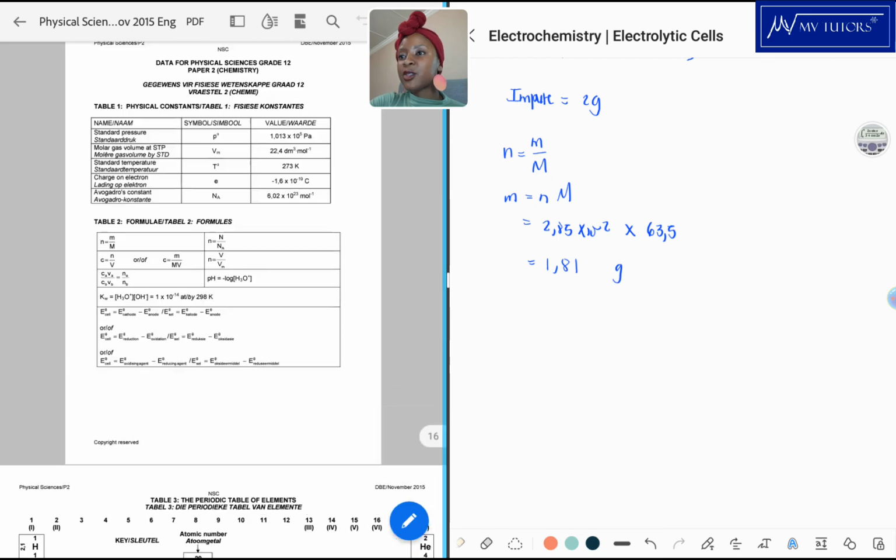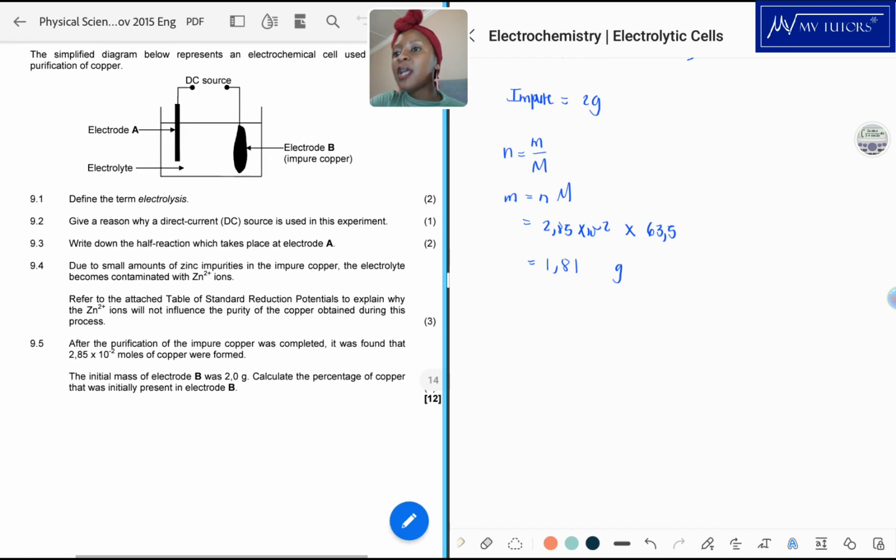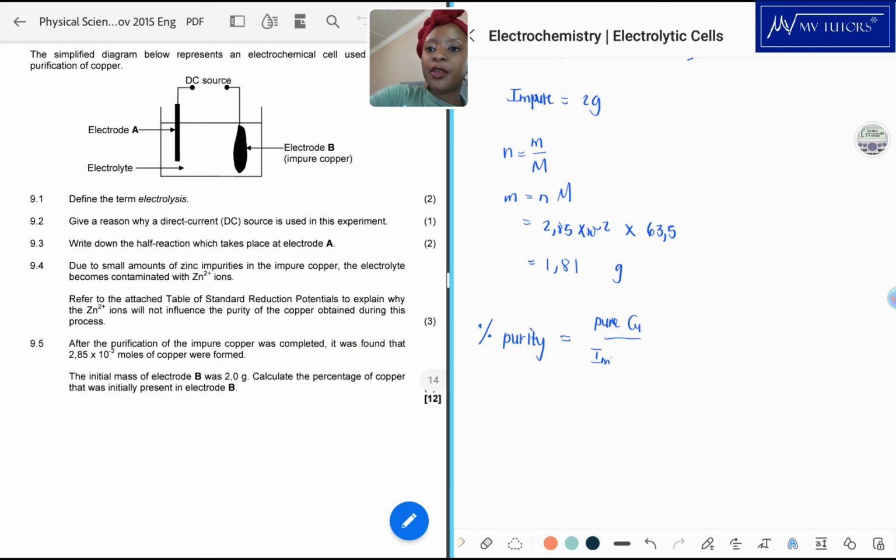And then what was the actual question? I feel like I forgot what they were actually asking. It says calculate the percentage of copper that was initially present. So you would have to use, I would say, percent purity. I don't know if you remember that formula, but the percent purity will be the pure copper over the impure copper, and we multiply that by 100 because we want a percentage.